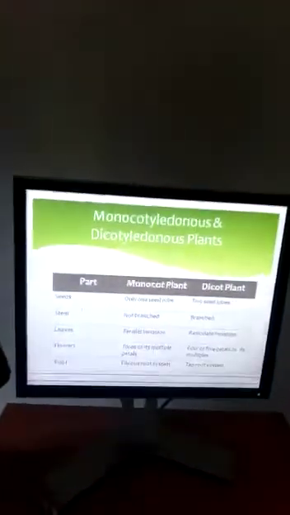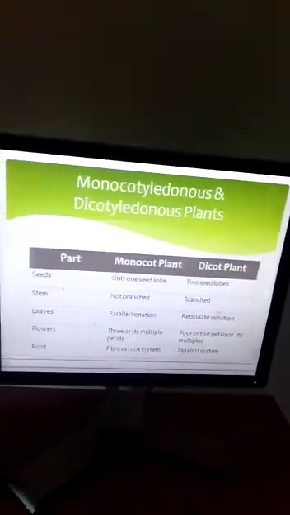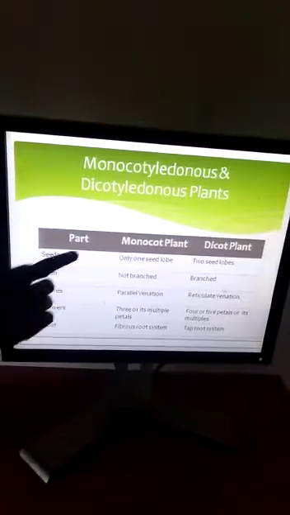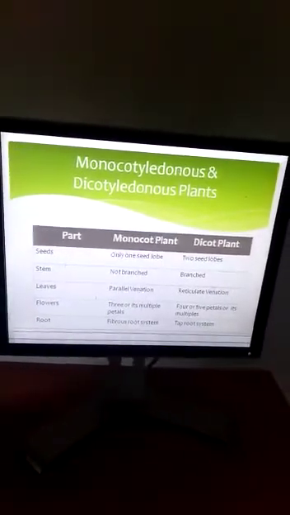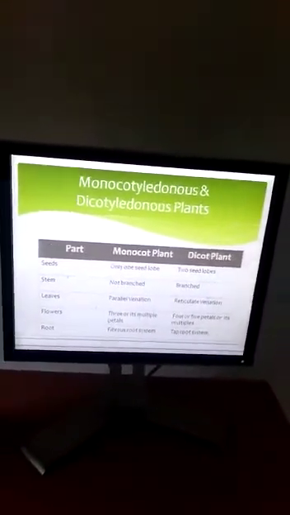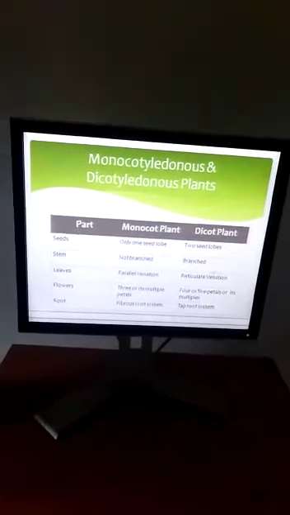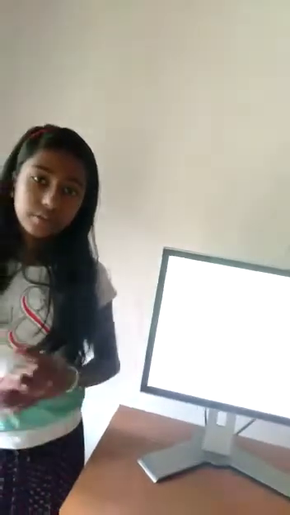Our last topic is monocotyledonous and dicotyledonous plants. Look at this table. Part: the seeds. Only one seed lobe in monocot plants and 2 seed lobes in dicot plants. Stem. Unbranched stem in the monocot plant and branched stem in dicot plants. Leaves. Leaves have parallel venation in the monocot plant. Leaves have reticulate venation in the dicot plants.